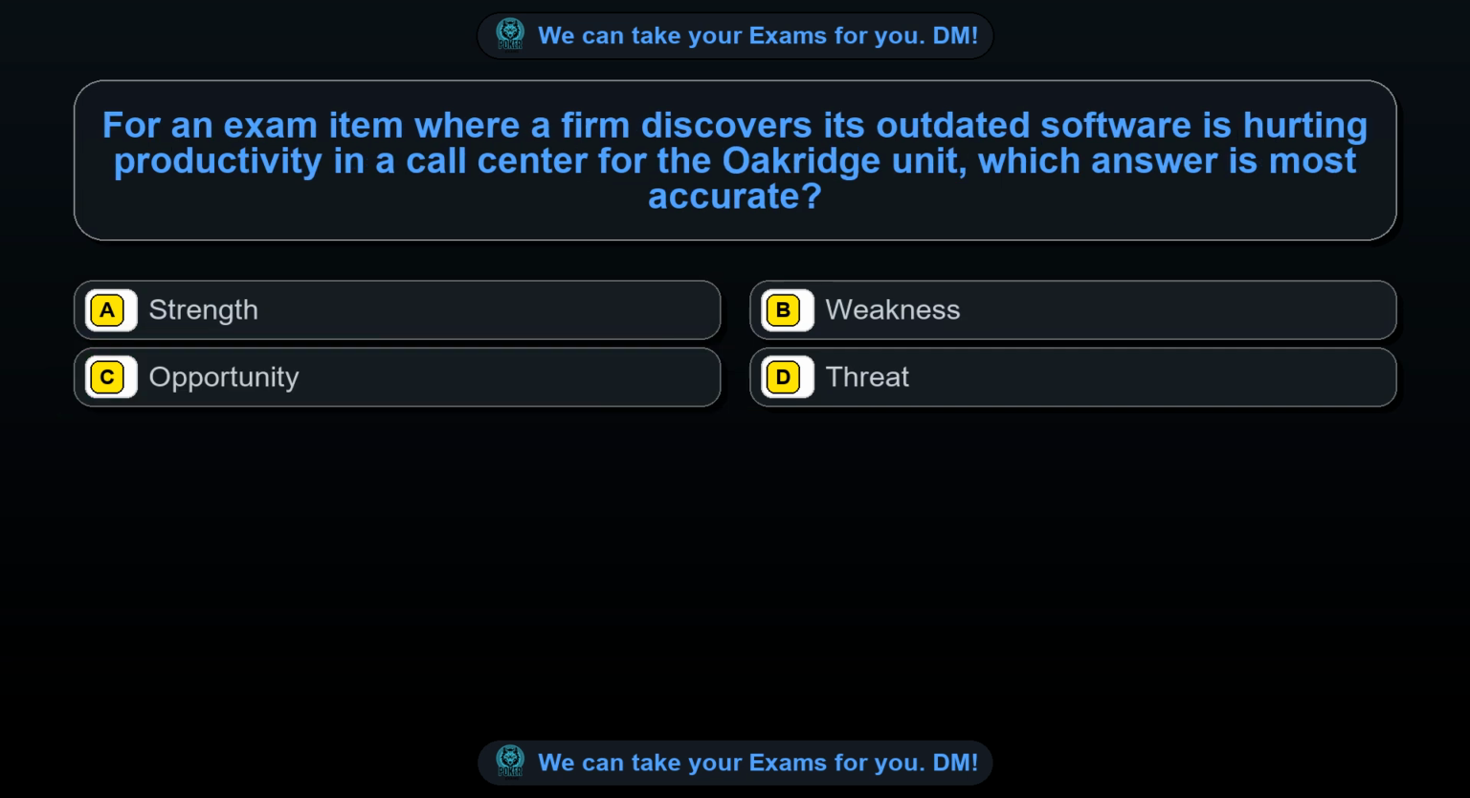Question 8. For an exam item where a firm discovers its outdated software is hurting productivity in a call center for the Oak Ridge unit, which answer is most accurate? Option A, strength. Option B, weakness. Option C, opportunity. Option D, threat. The correct answer is option B, weakness.